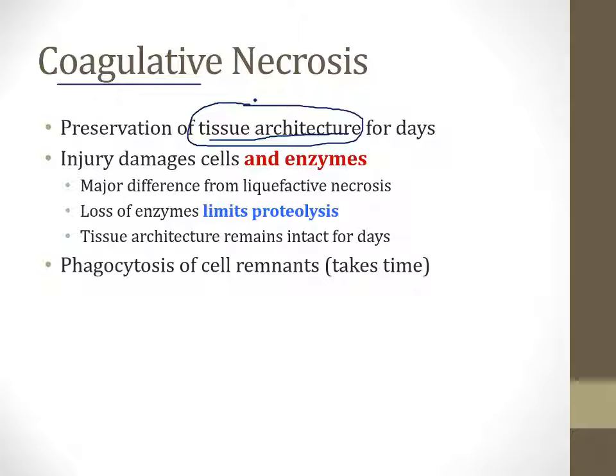architecture. The reason this type of necrosis occurs instead of some other type is because the injury that causes cell death and necrosis also damages cellular enzymes, and this is the major distinction between coagulative and liquefactive necrosis. When the enzymes are damaged, there's limited proteolysis because the enzymes are gone from the cells. As a result, much of the tissue shape and architecture can remain intact for several days after necrosis begins. During this time, there is phagocytosis of the cell remnants. This takes a while, and as this is going on, the tissue will maintain its normal architecture.